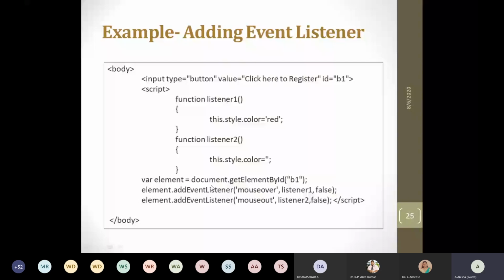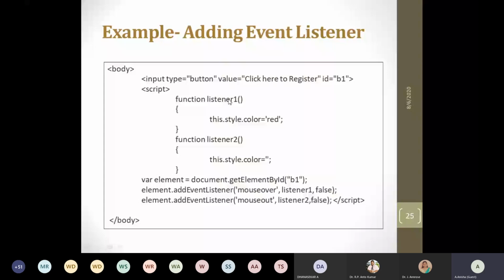So document.getElementById of b1 will refer to the button, right? And I have added two event listeners, one for mouseover. That is, when the mouse is moved over the button, what should be done? And when the mouse is moved away from the button, what should be done? So addEventListener to this button. Now element refers to the button. So on the button element, I'm adding an event listener. First is mouseover. When the mouse is moved over, the listener1 function should get executed.